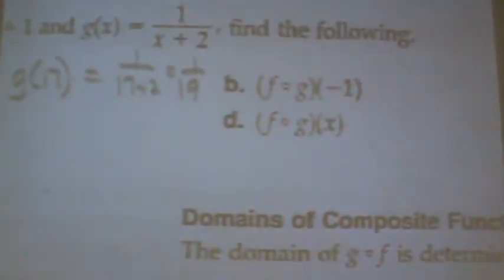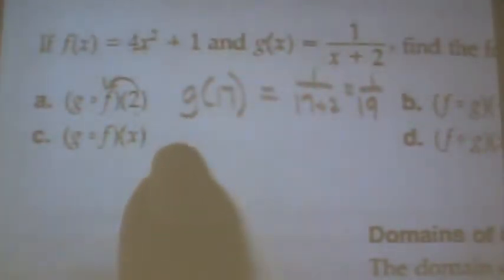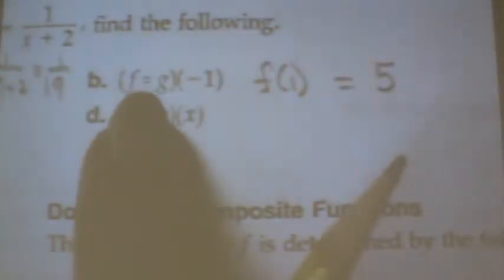Okay? Let's try B. What would you do here? You're gonna input -1 in your G. If you were to put -1 in here, what do you get? 1 over 1, which is 1. And then what are you gonna do? Input 1 for X in your F function. So if you were to plug 1 in here, what do you get? 5. The answer is 5. So F of G of -1 is equal to 5.